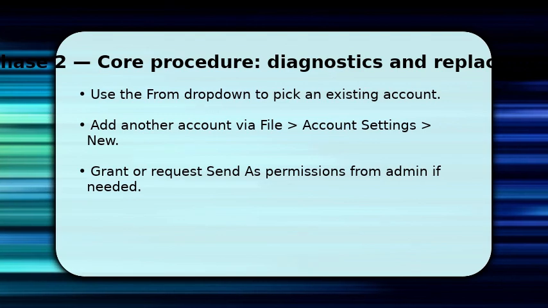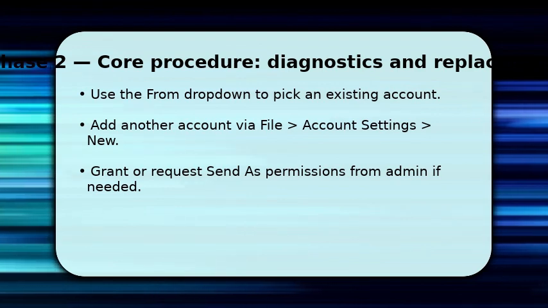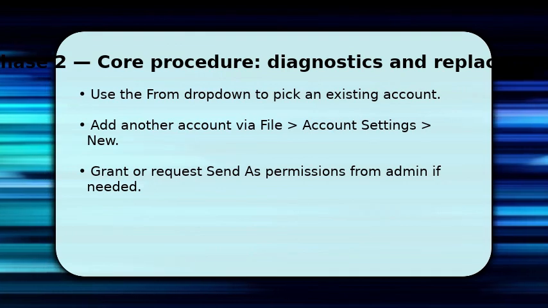For shared mailboxes, request send as or send on behalf permissions from your admin and wait for propagation. After permissions are applied, the shared address appears in the From list. This ensures you can choose the correct sender every time you compose.